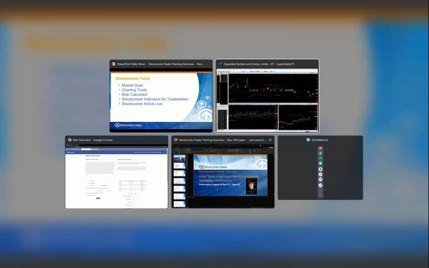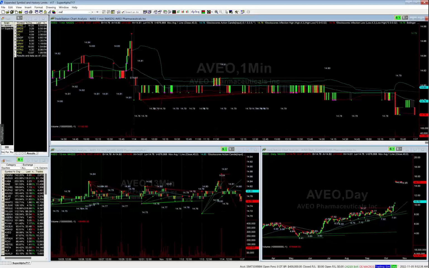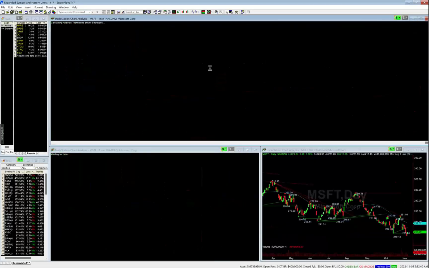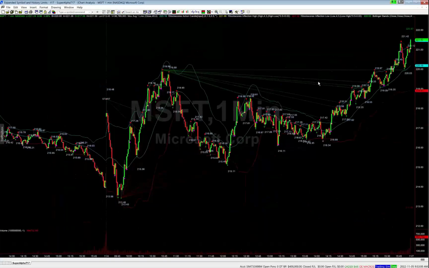So now TradeStation should be running. So here's TradeStation. And if we pull up Microsoft, you will see that I have this chart up here, a 1 minute chart. I'm going to make this in yellow. This is a 1 minute chart. This is a 13-minute chart. And this is a daily chart. Right? And I've set all this up. And you'll also notice that there's little colored dots and there's lines on these charts. Those are all my indicators for TradeStation.